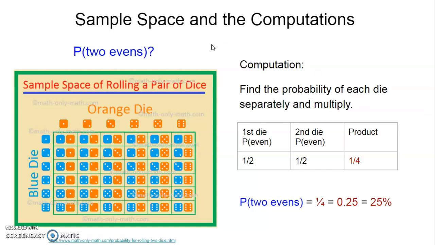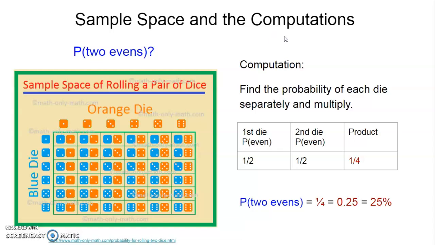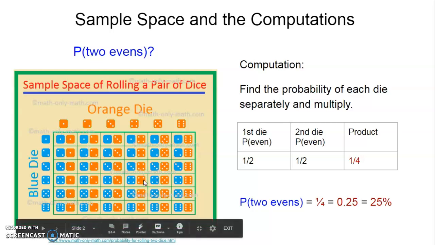All right, so I wanted to review sample space. So I found this sample space for a blue and orange die on something called Math Only Math. And some people prefer visuals like this. I kind of like this. So what they've done is they have shown just what shows up on each pair of dice. All right, so what we're looking for is two evens. So that would be, for example, 2, 2 would be two evens, or 4, 4, 2 would be two evens, or 4, 6.